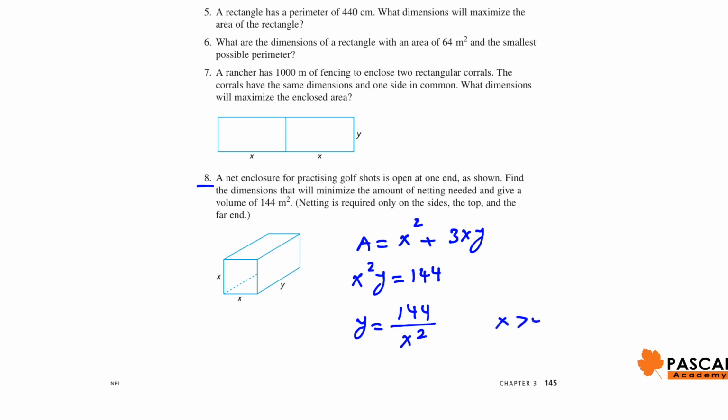The only restriction that we have here is that x should be greater than 0. The area as a function of x would be 3x times 144 over x² plus x², which is the same as x² plus 144 times 3, which is 432, divided by x.